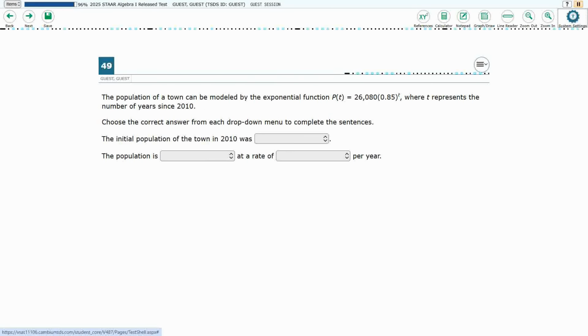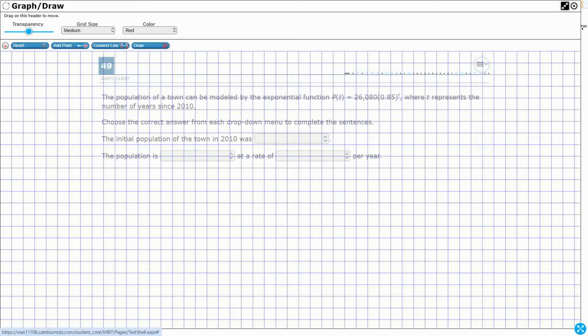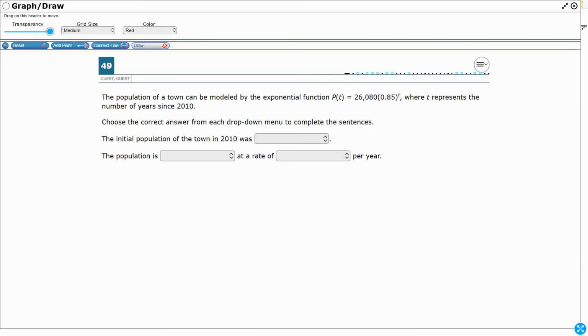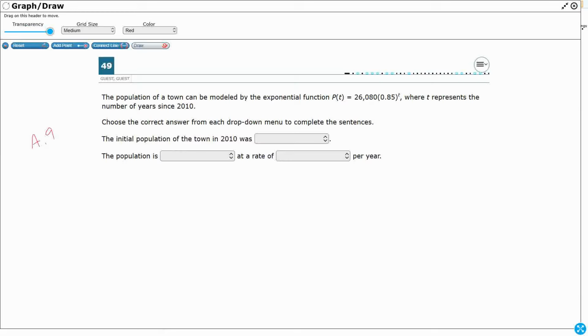Number 49, we are interpreting exponential functions, and this is A.9b. And as you see, we have drop downs. So we have 2 points possible on this. And once again, we're going back to our initial equation, which they don't have on our reference materials. Y equals A times B to the X, right?